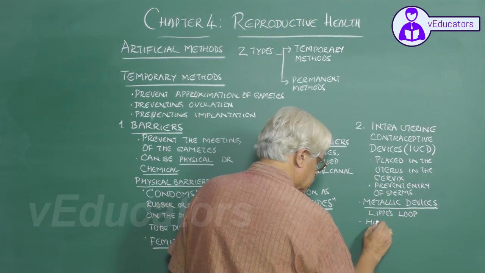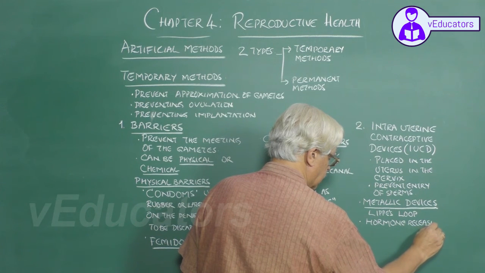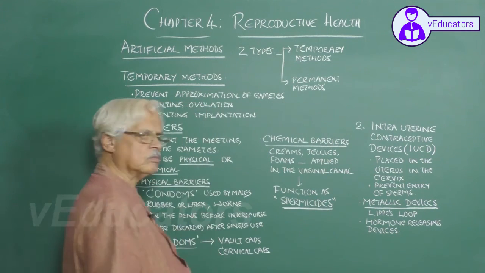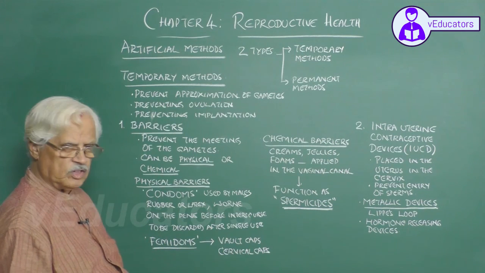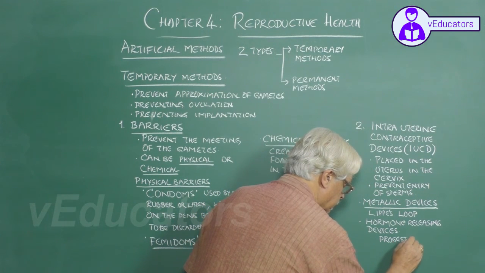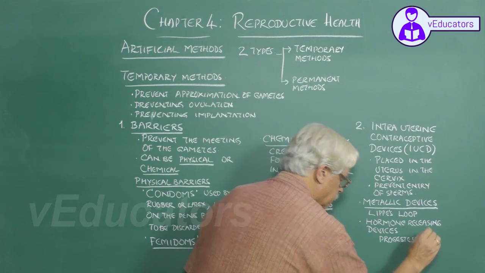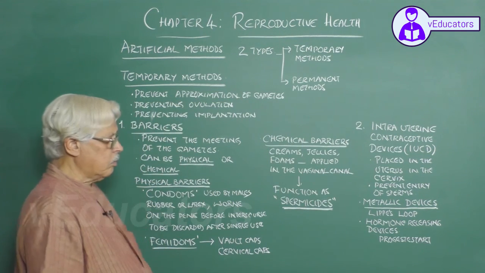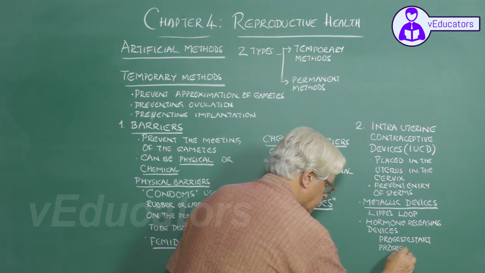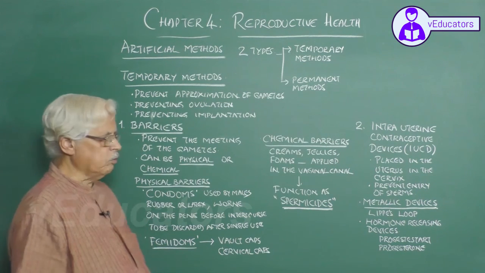There are hormone releasing devices. Hormone releasing devices, again, which are placed in the uterus. For example, there is a device called progestasert, which releases progesterone and thereby prevents ovulation.